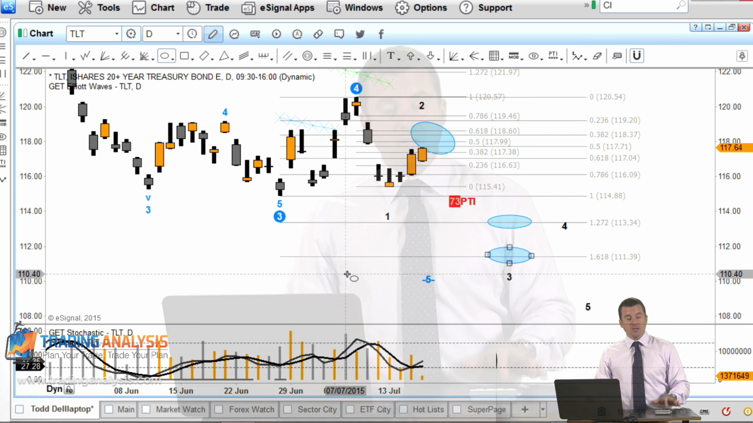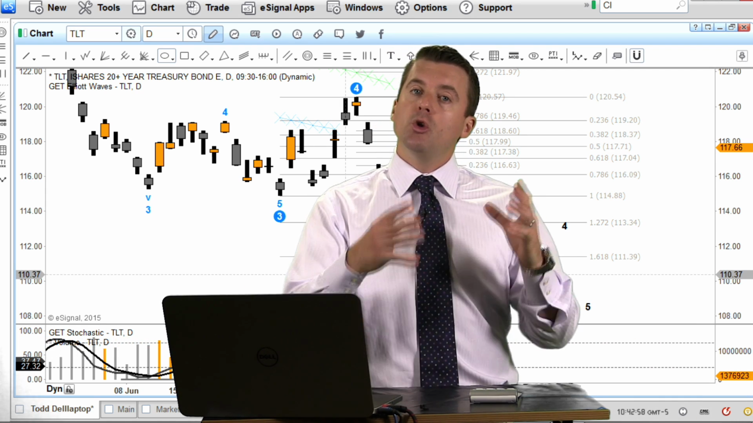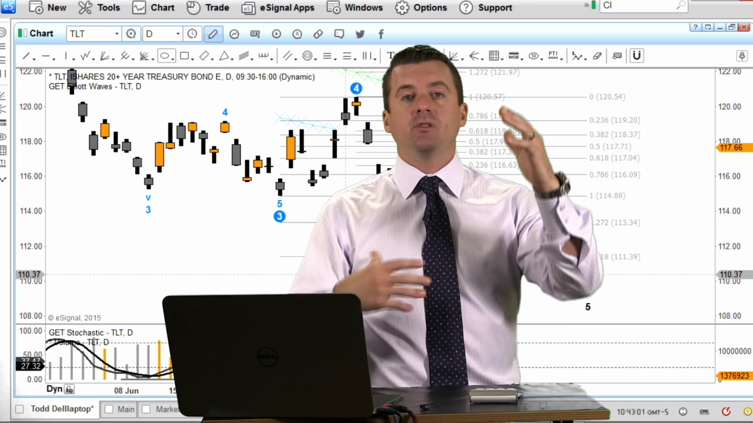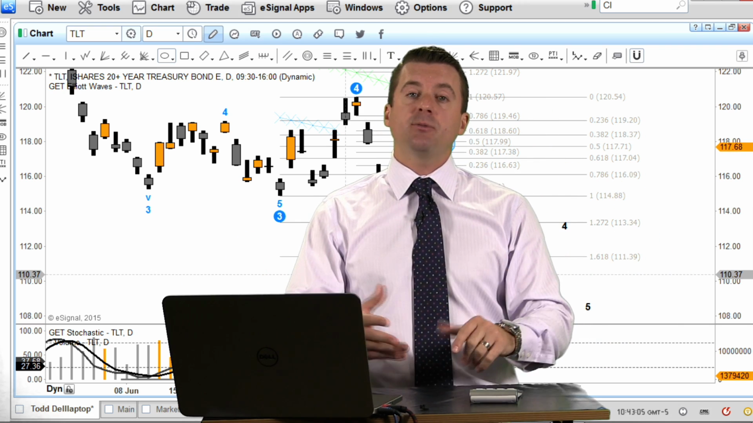All right, so that's going to be how we set up trades in crude oil as well as the bond market and TLT, using Elliott and Fib to define our entries as well as our exits, which are great tools for trading either debit spreads or credit spreads in the options market.